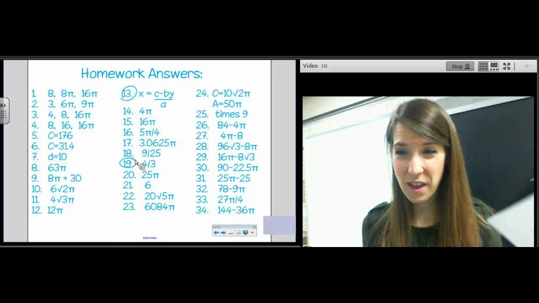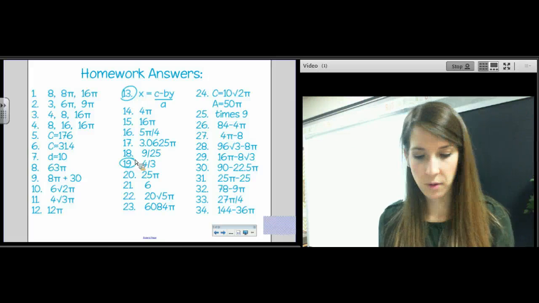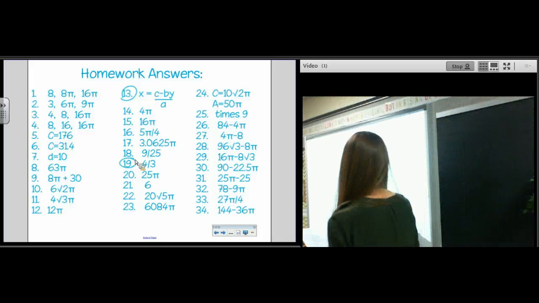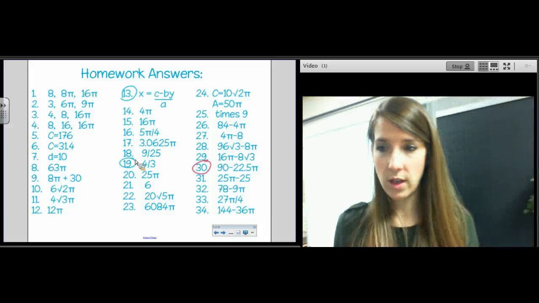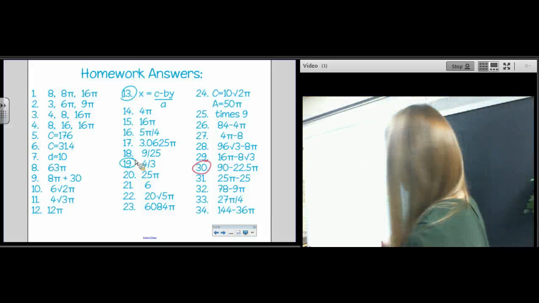This was a beefy homework. It was a good homework. Number 30. Okay, I'm going to start with those 3, and if you think of another one that you want me to work, you let me know. Okay? Starting with number 13.